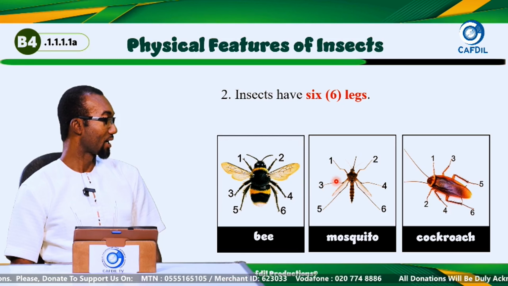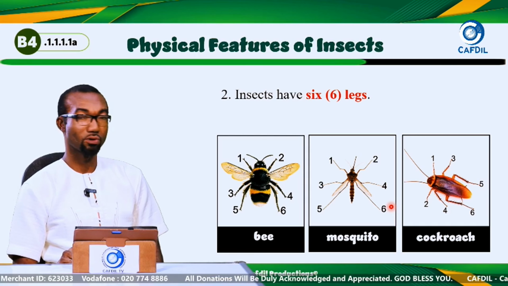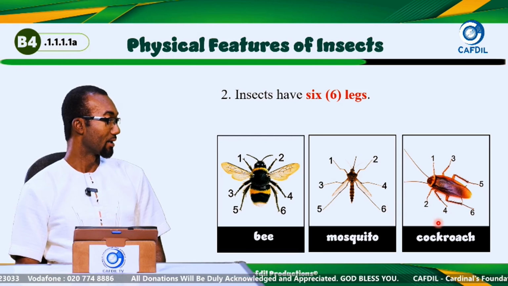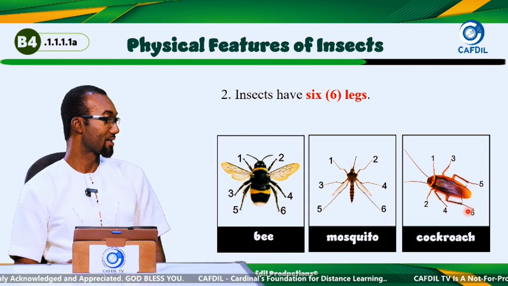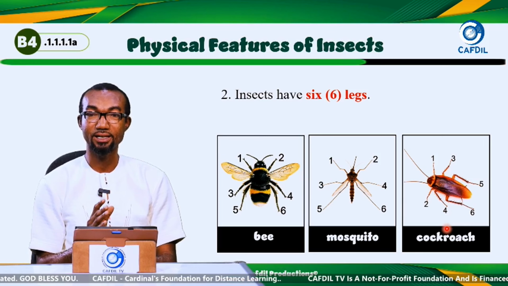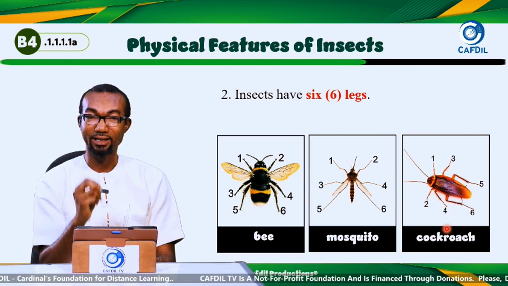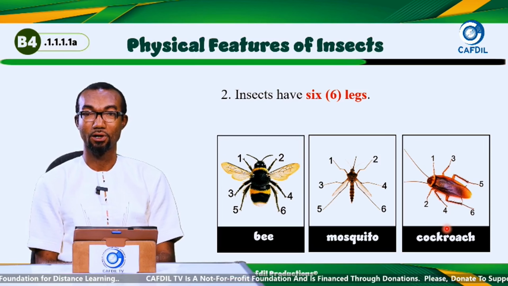Let's look at the mosquito here. 1, 2, 3, 4, 5, 6. The mosquito also has 6 legs. Let's take the cockroach too. 1, 2, 3, 4, 5, and then 6. So the cockroach too has 6 legs. So insects have 6 legs. That is another physical feature of insects.